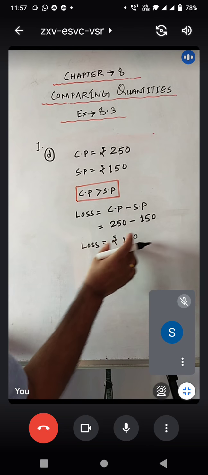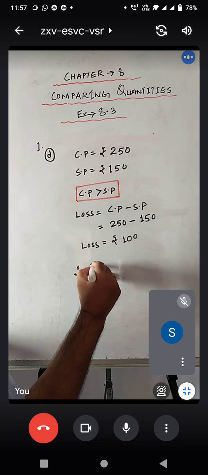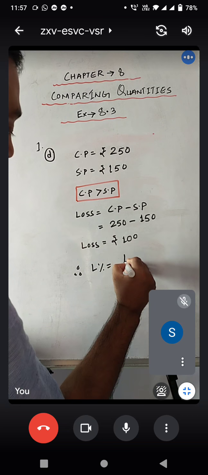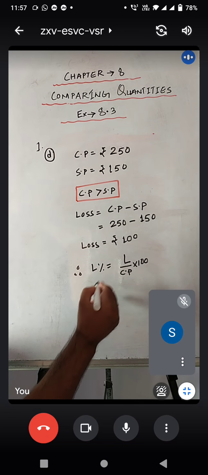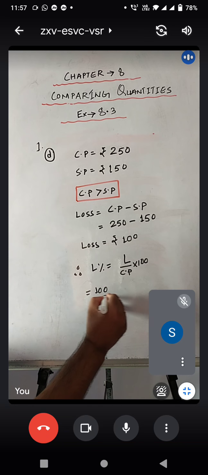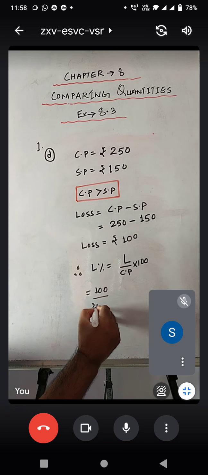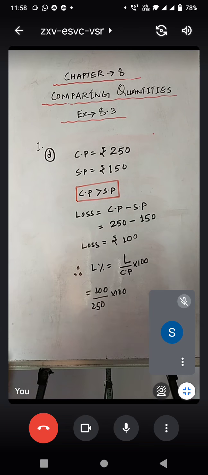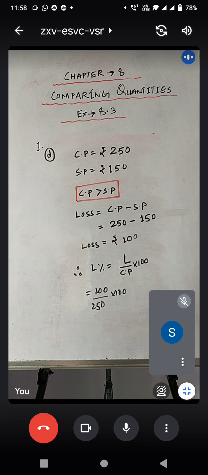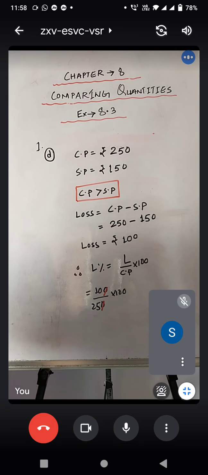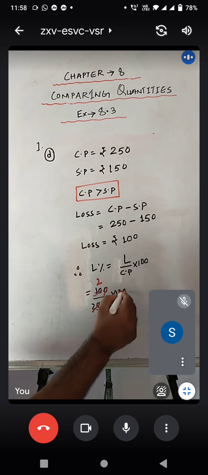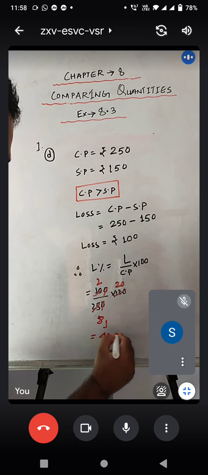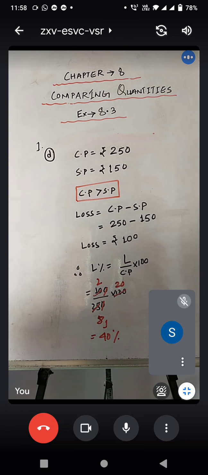Now since we know the value of loss, we can find out the loss percent. Loss percent would be loss by CP into 100. What is loss given? 100. CP is given as 250, into 100. Now we'll have to reduce it. These two zeros we can reduce. Now 5 5s are 25, 5 2s are 10, 5 1s are 5, 5 20s are 100. So 2 into 20 is 40%. So your required loss is 40%.